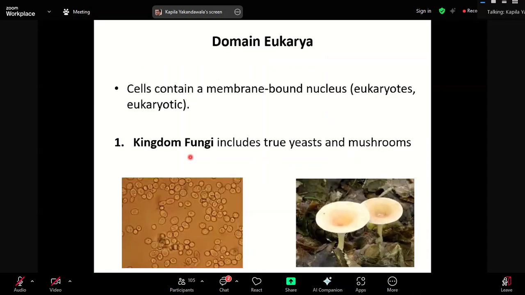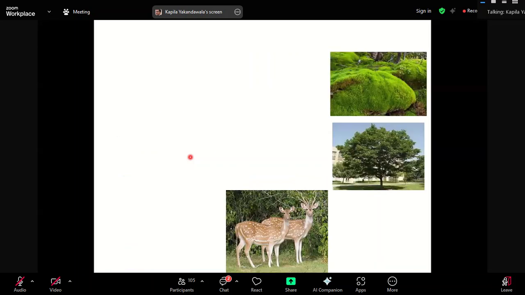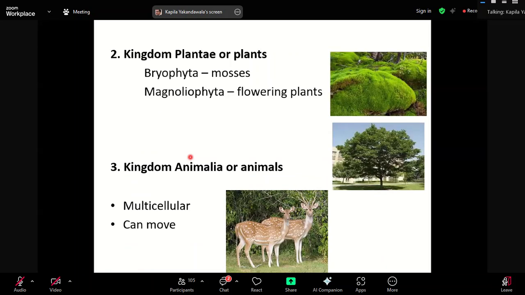Right? Please remember the names of these three kingdoms: kingdom fungi, kingdom plantae, and kingdom animalia.